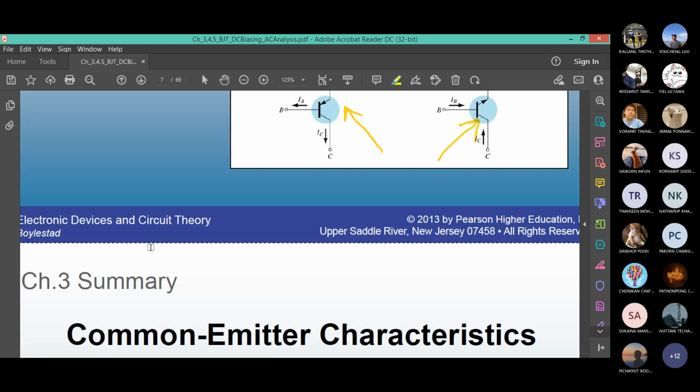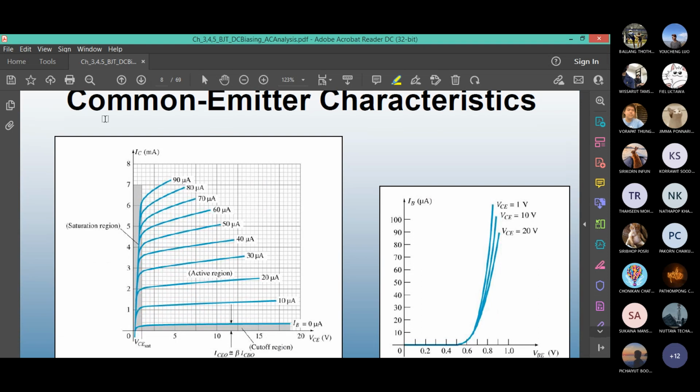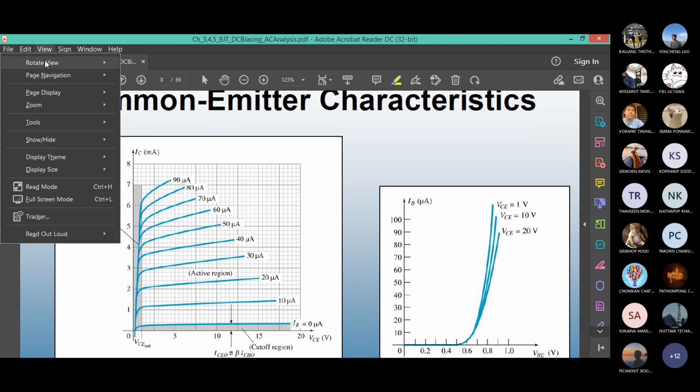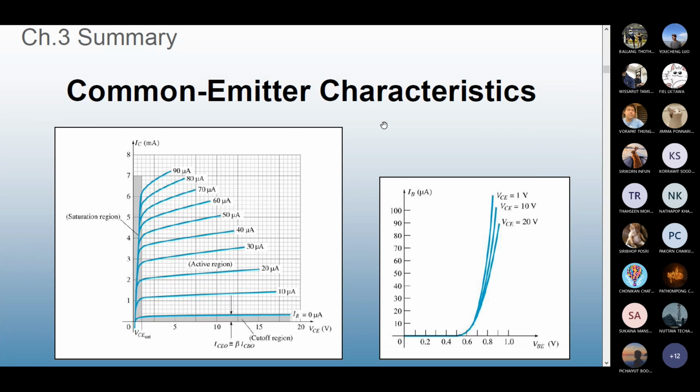Now here is a characteristic graph. Let me again make it read mode. You have two sets of graphs here. One graph is IB, the base current in microamp, versus VBE, the base to emitter voltage. So there's a current versus voltage graph on the right hand side. Also on the left hand side, you have IC versus VCE. And we are assuming this is a common emitter transistor, which means on the input side you have the base, on the output side you have collector.